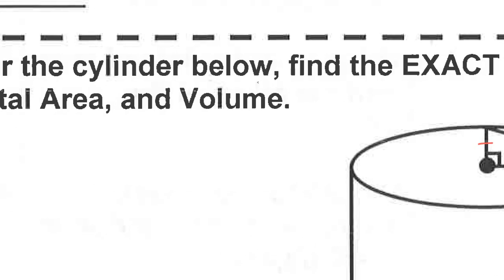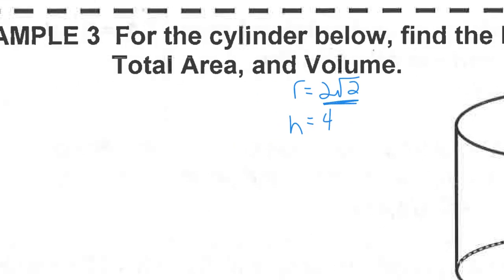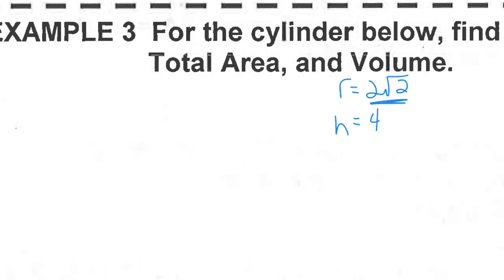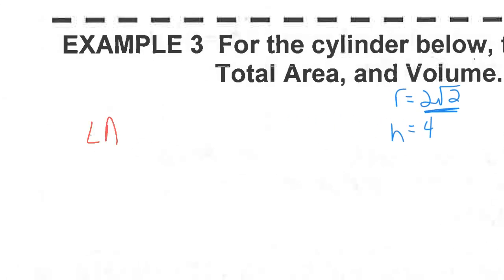I'm going to write those out so don't forget. R is 2 square roots of 2, and it looks like h is 4. So this might cause us a little bit more trouble, but just pay attention and make sure you take your time and don't screw this up. So the lateral surface area, 2 pi times the radius times the height. So this square root of 2 is going to still be on there. There's nothing there to make it go away.